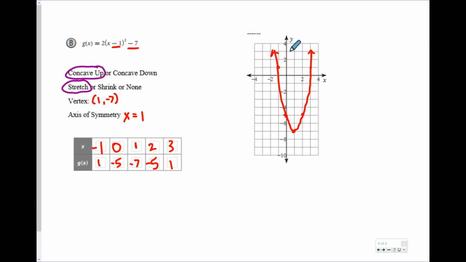Okay, so that's vertex form. You should be able to get all this information looking at the equation, and you should be able to graph with the use of your Desmos or your graphing calculator. Okay, good luck.